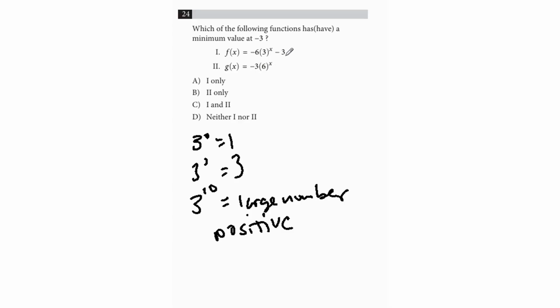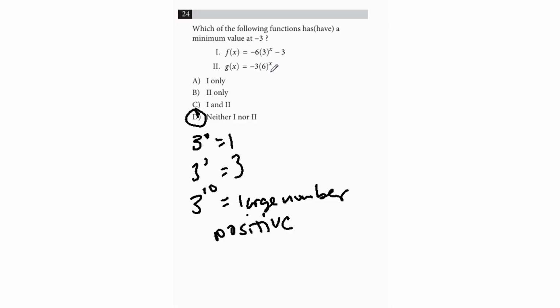But I can hear some people asking, what about the -3 here or the -3 in the first function? That only tells the graph where to shift. Basically, the -3 is saying that whatever is graphed is going to move down 3 units. So that doesn't mean it has a minimum value at -3. It just tells the graph where to situate. So in this case, the answer is D. Neither 1 nor 2 will have a minimum value at -3.